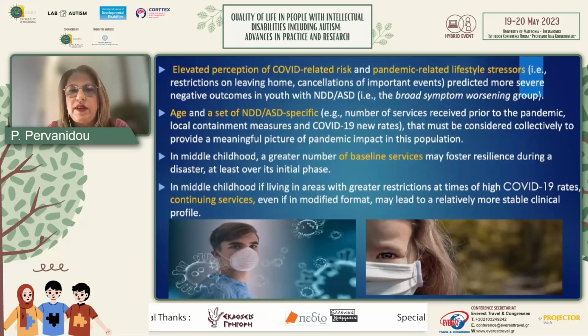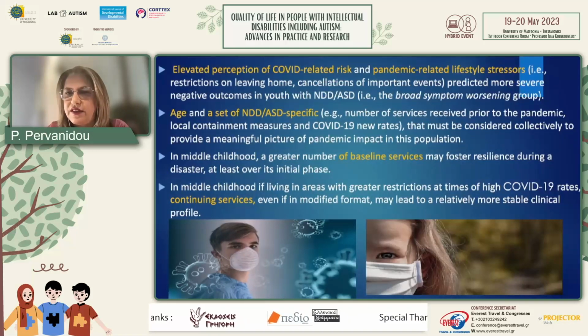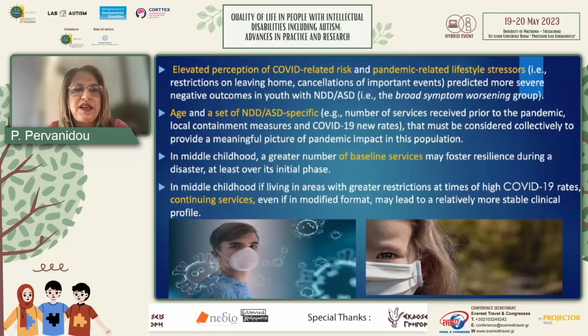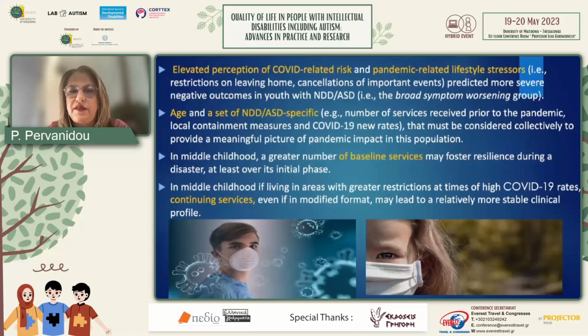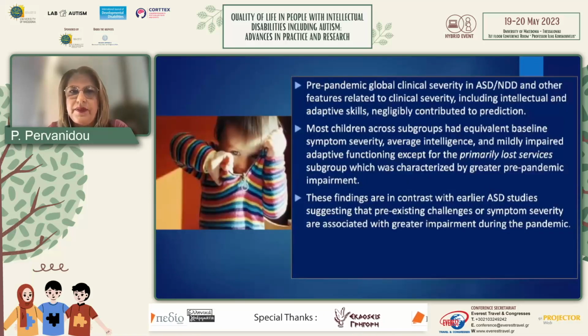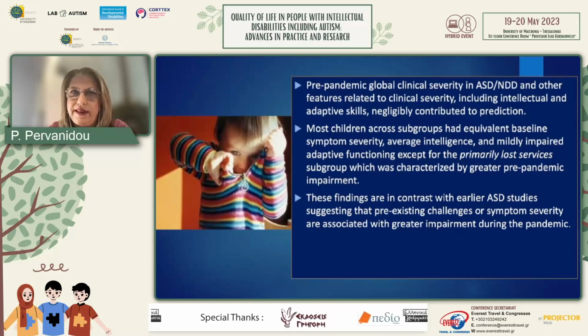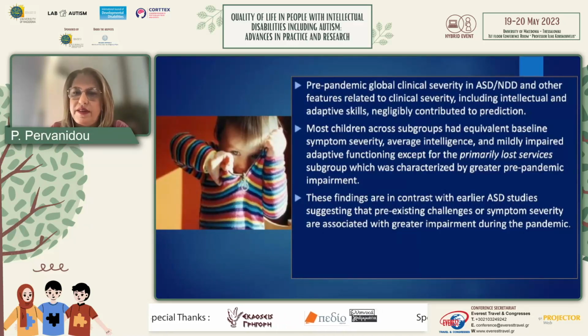In middle childhood, a greater number of baseline services may foster resilience during a disaster, and also in middle childhood, if living in areas with greater restrictions at times of COVID-19 rates, continuing services, even in modified format, may lead to a relatively more stable clinical profile. So these findings are in contrast with earlier, smaller ASD studies, suggesting that pre-existing challenges or symptom severity were associated with greater impairment during the pandemic.